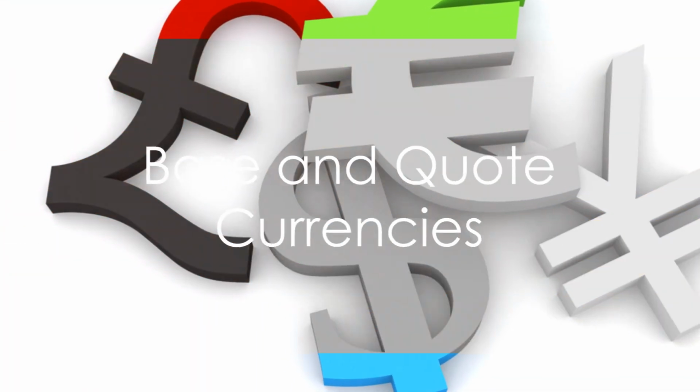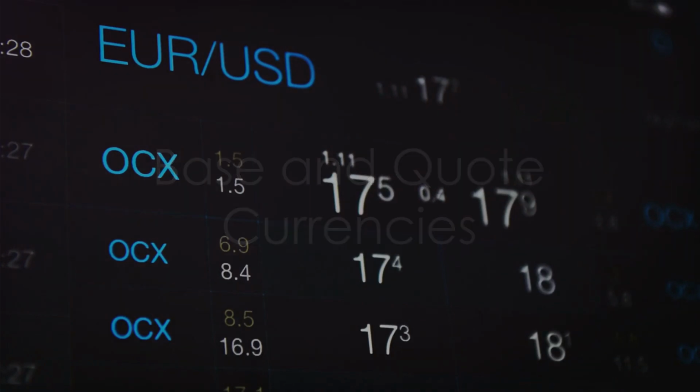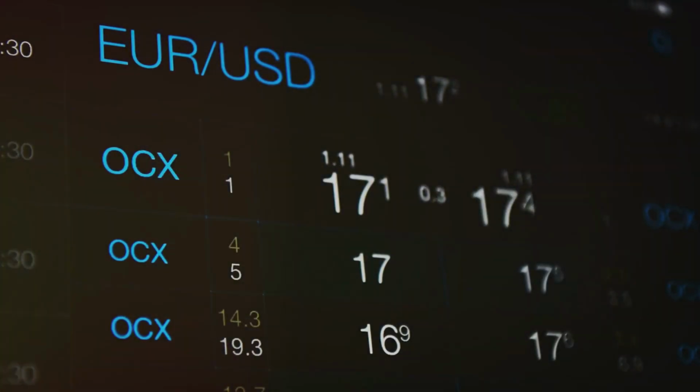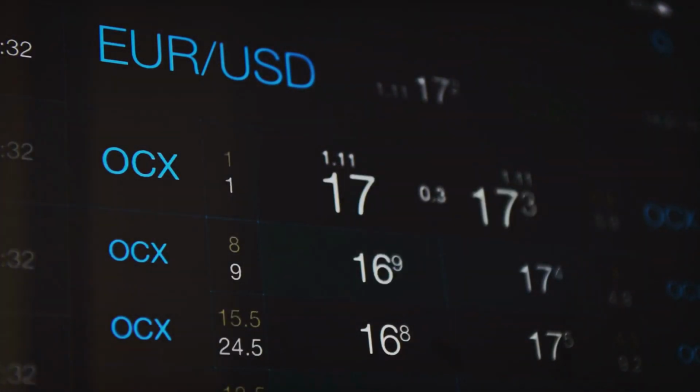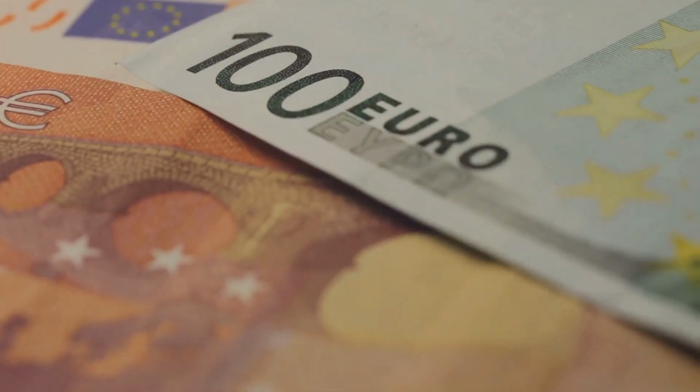First, we have the base currency. This currency is the first one listed in the pair and serves as our reference point for determining the exchange rate. Take EUR/USD for instance. Here, the euro is our base currency.